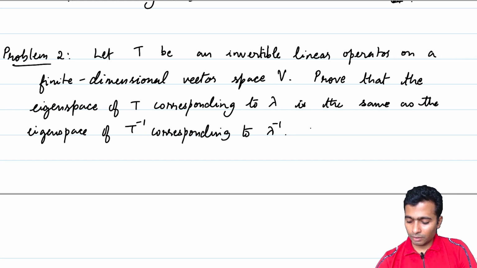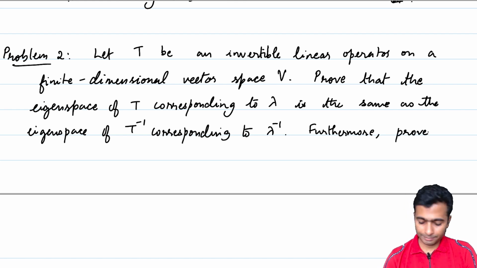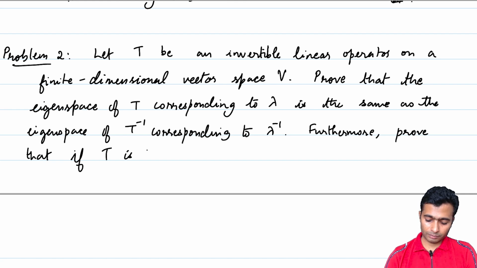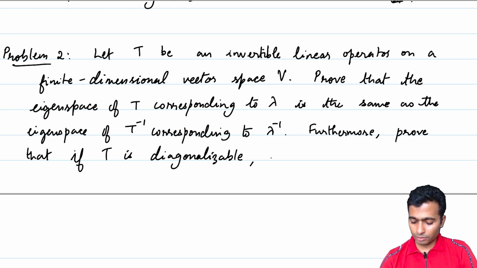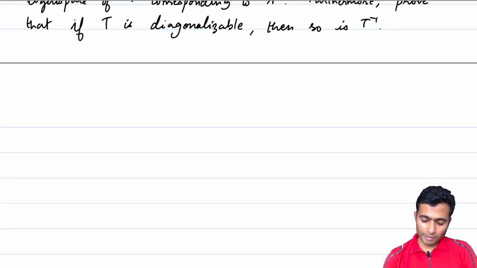Furthermore, prove that if T is diagonalizable, then T inverse is too. Well, if we solve the first part of this problem, then the second part easily follows. Okay, so it's a proof problem. So let me write it down as proof.